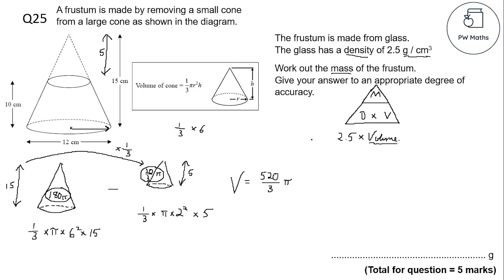Well, mass was density times the volume. The density is 2.5. The volume was 520 over 3 pi. We'll tap that in the calculator. It gives me an answer of 1361.356... It says give my answer to an appropriate degree of accuracy.